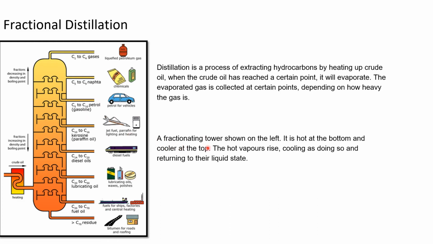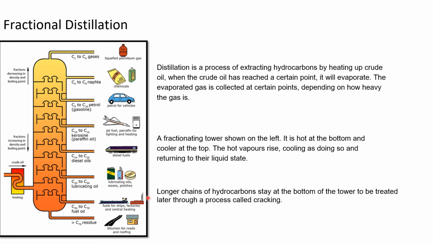A fractioning tower here shown on the left. It is hotter at the bottom and cooler towards the top. The hot vapors will rise up, cooling as they do so, and they will then return to their liquid state and can be siphoned off. The longer chains of hydrocarbons stay at the bottom of the tower. These can be treated again in a process called cracking.